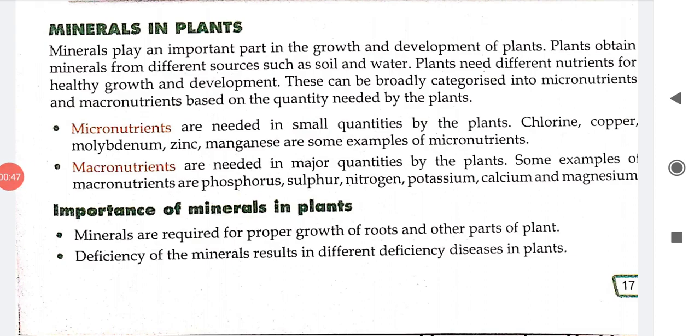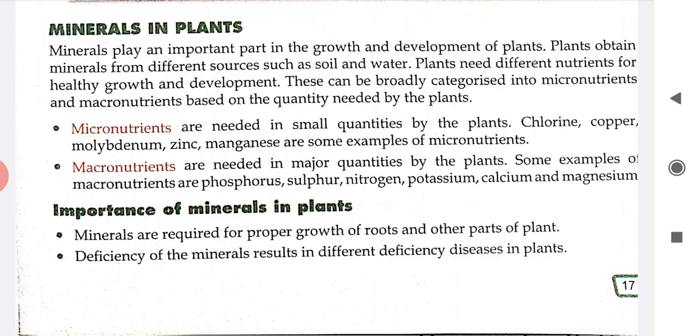Here minerals play an important part in the growth and development of plants. Yes, you know that basically the minerals are the basis of development. As in the human body, you know that there are two types of nutrients required for the growth of the body, micronutrients and macronutrients. Just like that, in minerals we have these two types of nutrients.